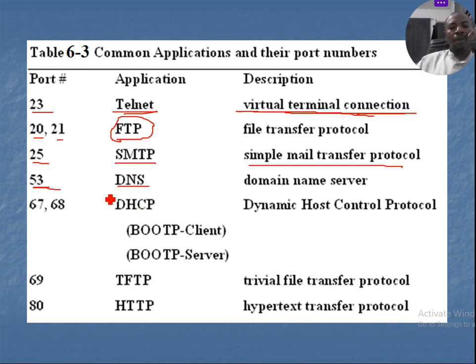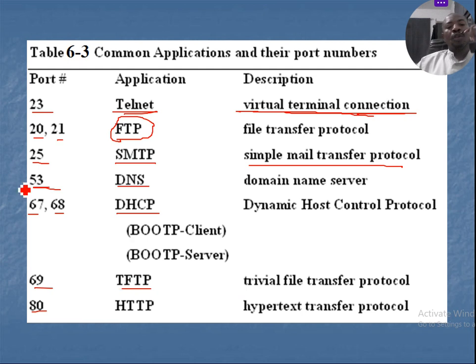Okay, domain name servers. So when you hear port 67, 68, it's used for the Dynamic Host Configuration Protocol, which is DHCP. And this protocol includes the BOOTP client and BOOTP server. Then when you hear port 69, it's usually used for TFTP, that's Trivial File Transfer Protocol. Then when you hear port 80, you hear HTTP, Hypertext Transfer Protocol.